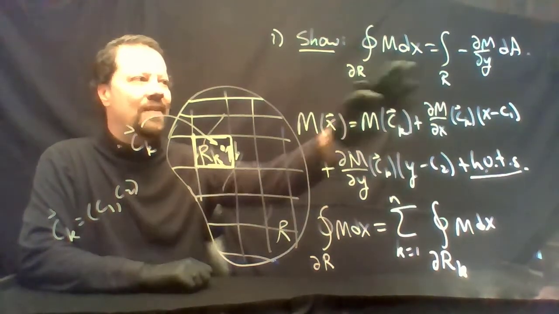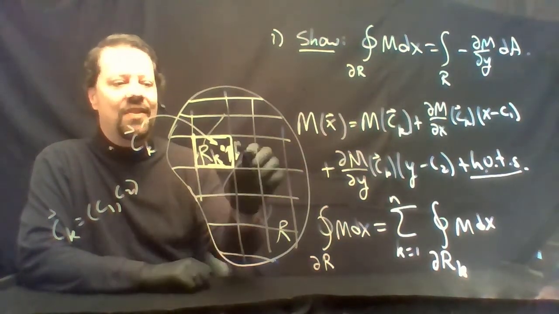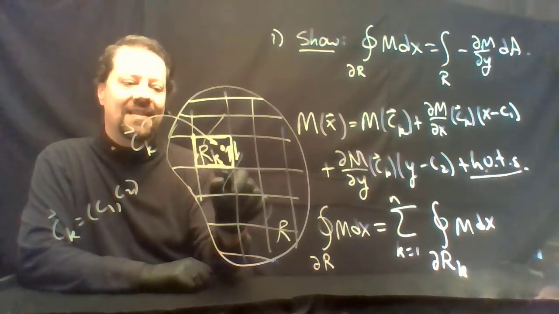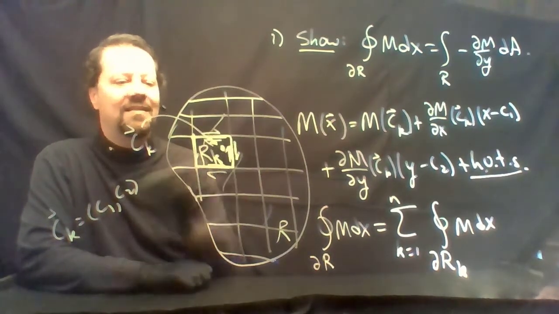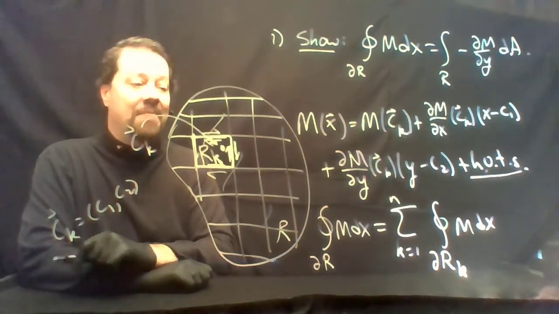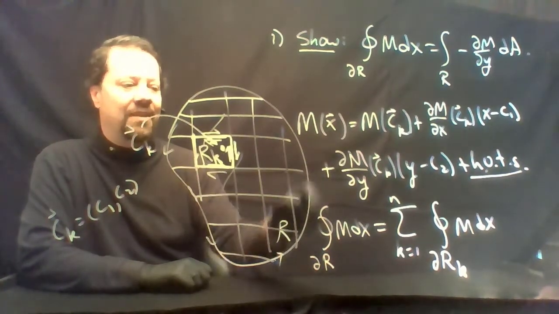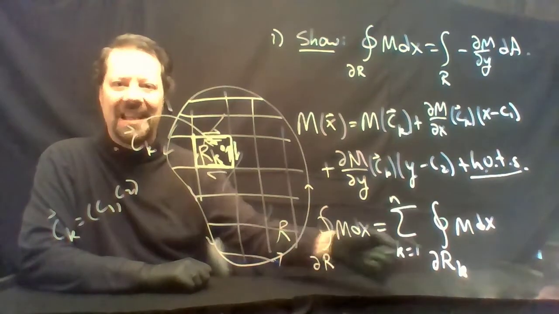And when you switch directions on an integral of this type, it changes the sign. So the integrals on all of the little interior boundary pieces will cancel. That means the only thing left will be the integral around the actual boundary of the region R. So these two must be equal.